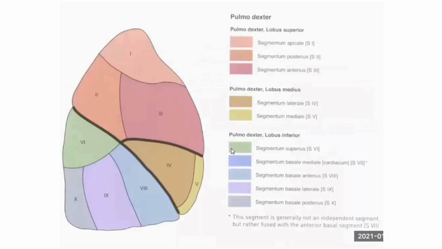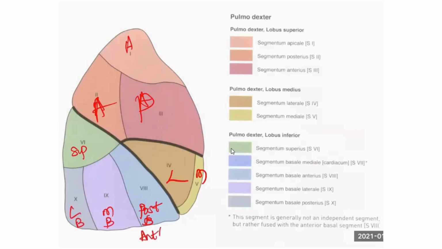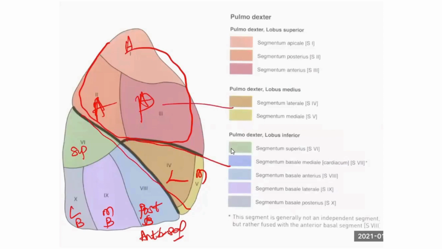Bronchopulmonary segments are 10 in number for each lung. Apical, anterior, posterior, medial, lateral, superior, posterior basal, medial basal, lateral basal, and anterior basal will be inside. Up to this it is the upper lobe. This is the transverse fissure. This is the oblique fissure. This is the lower lobe, upper lobe, middle lobe, lower lobe.